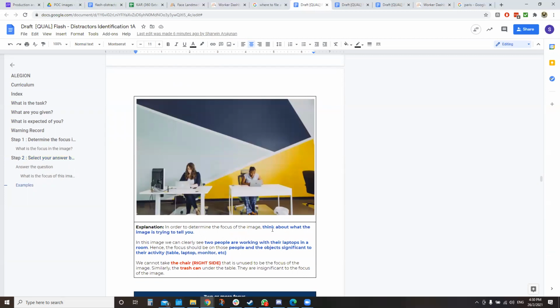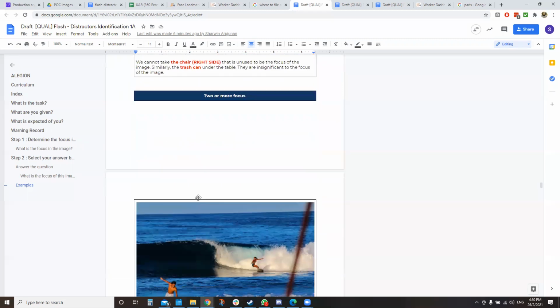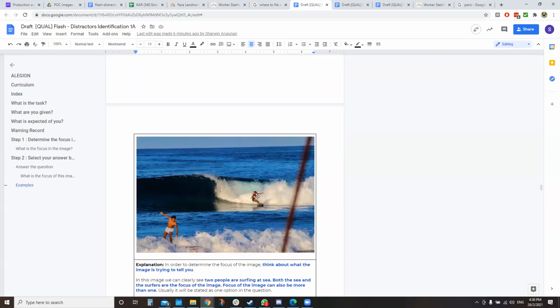In order to determine the focus, think about what the image is trying to tell you. In the image, you can see that two people are working on their laptops in the room. So the focus should be the people and the significant objects on the table, which are the laptop, table, monitor, and so on. The chair, you cannot take as a focus. The trash can under the table also, you cannot treat as a focus. As I told you, the people surfboarding.